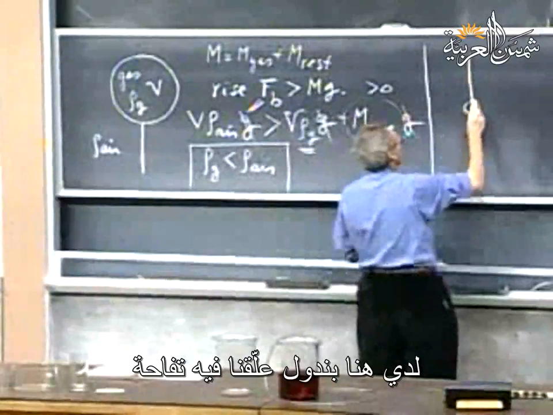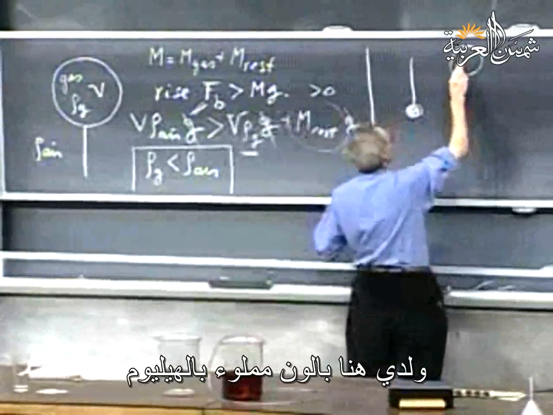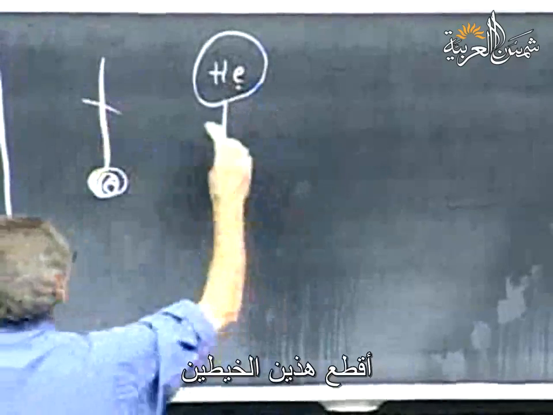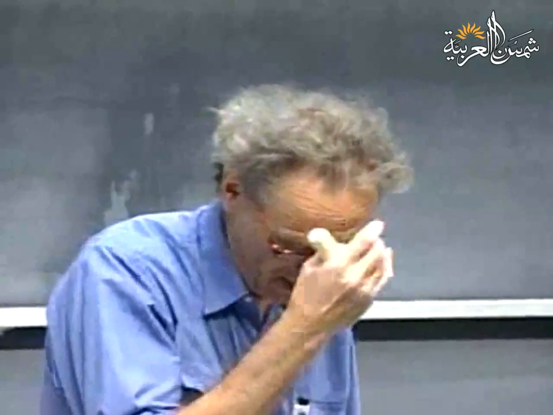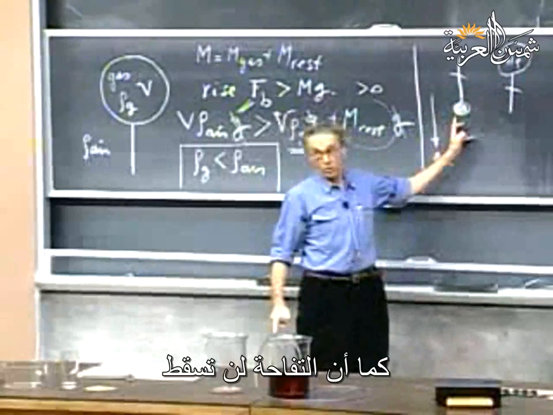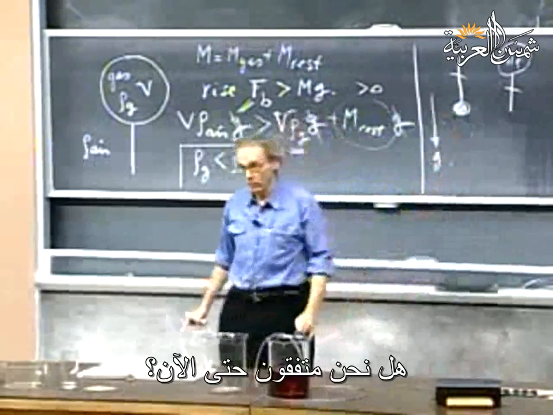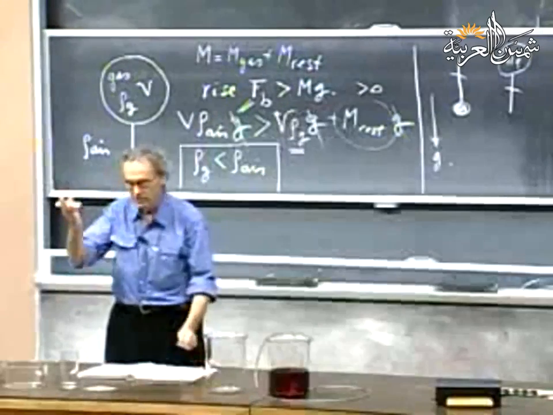I have here a pendulum with an apple. And here I have a balloon filled with helium. I cut this string and I cut this string. Gravity is in this direction. The apple will fall, the balloon will rise. The balloon goes in the opposite direction than the gravitational acceleration. If there were no gravity, this balloon would not rise and the apple would not fall. Do we agree so far? Without gravity, apple would not fall, balloon would not rise.